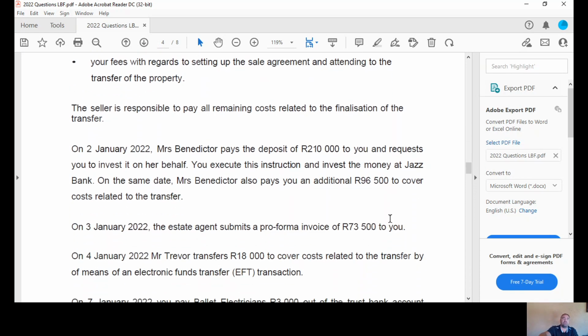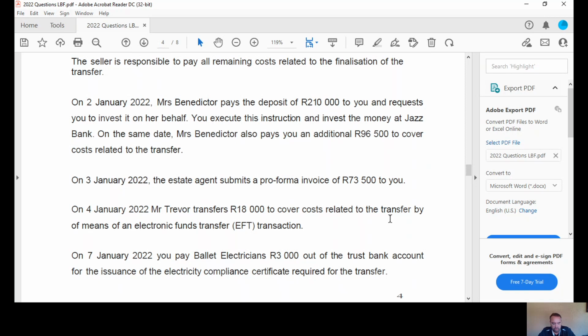Okay, now we've got a date. So now the first transaction actually starts. So on the 2nd of January 2022, Mr. Benedicta pays the deposit of 210,000. So let's just stop there. That is a normal trust cash book transaction. And you are requested to invest it on her behalf.